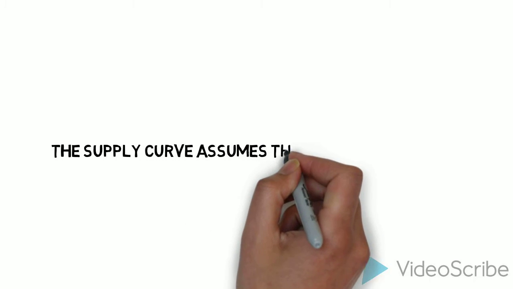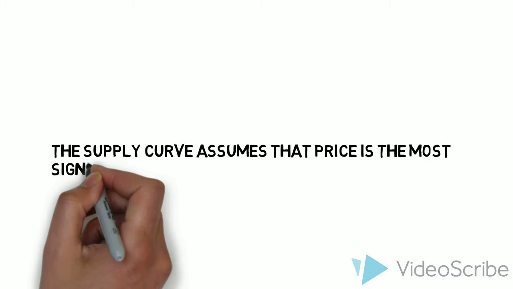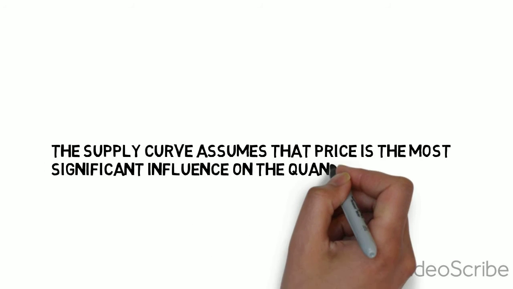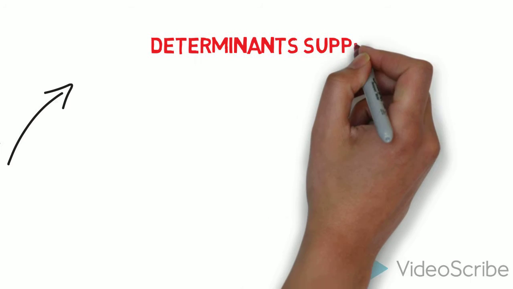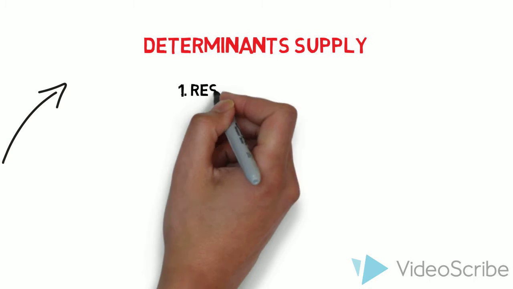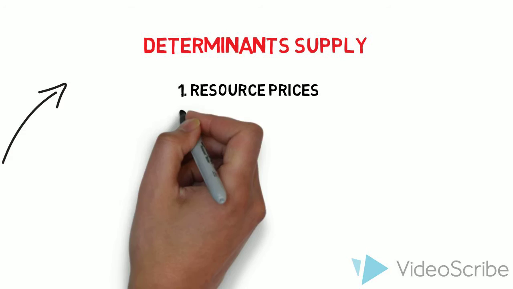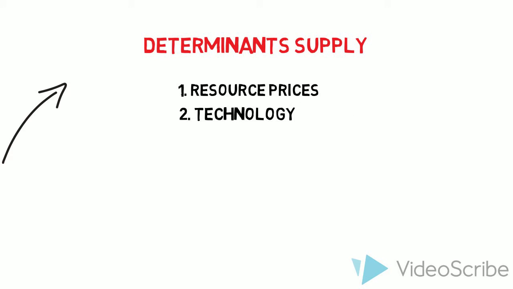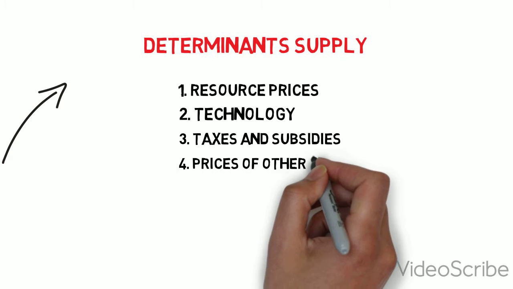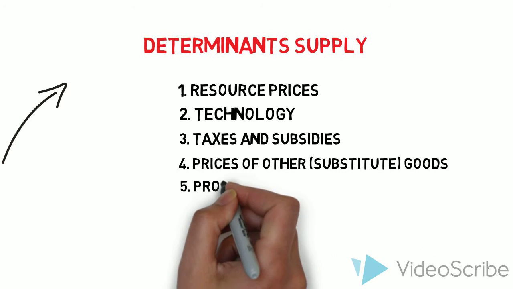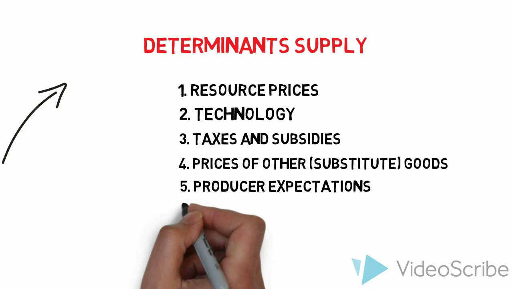The supply curve assumes that price is the most significant influence on the quantity supplied. The determinants of supply are resource price, technology, taxes and subsidies, prices of other goods, producers' expectations, and number of sellers in the market.